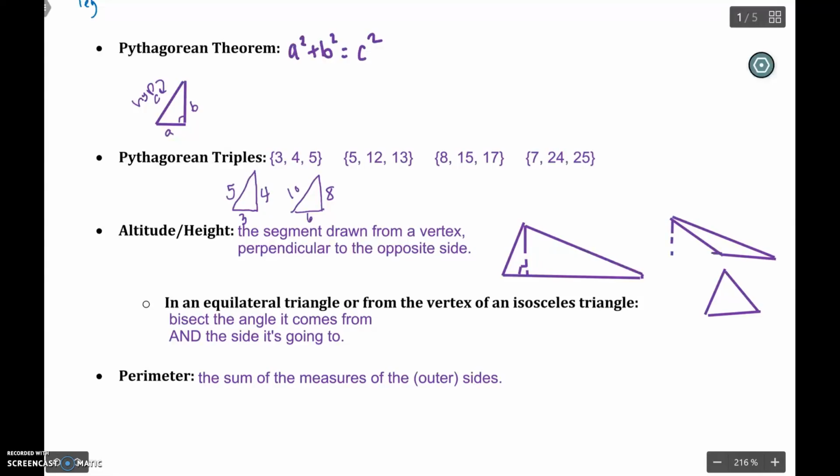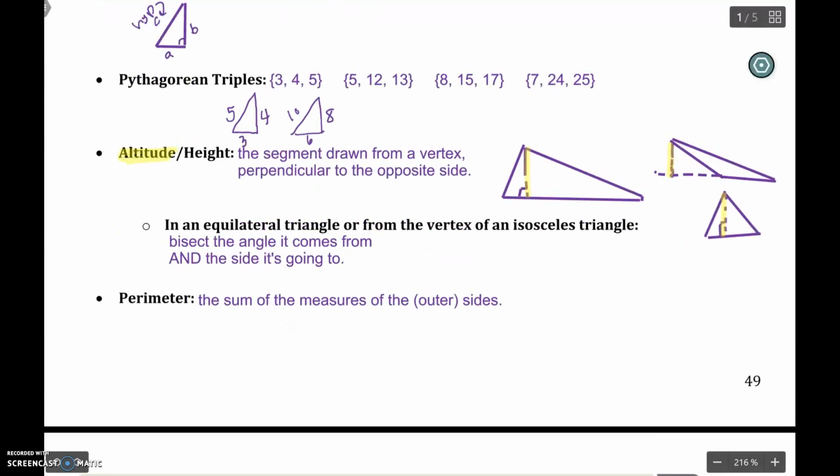Sometimes that requires you to extend that side, and then your altitude would be outside of the triangle. Other times you can go straight from a vertex to the opposite side without having to extend the side of the triangle. I'm highlighting the altitudes. We use that for a lot of things, but in the Pythagorean theorem, that happens because when you do that, you end up creating right triangles.